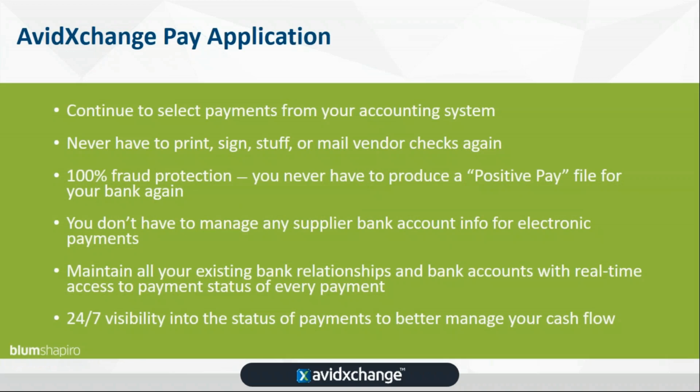So with our AvidXchange network and our AvidXchange Pay, that's how we pay your suppliers. They still choose how they would like to receive payment. If they want to receive payment by any of those three methods, we'll accommodate it for them. What it really does is help prevent a lot of the fraud associated with sending out checks. When we send out a check on your behalf to one of your suppliers, that's going to include a positive pay file to your bank, so you no longer have to supply that to your bank.